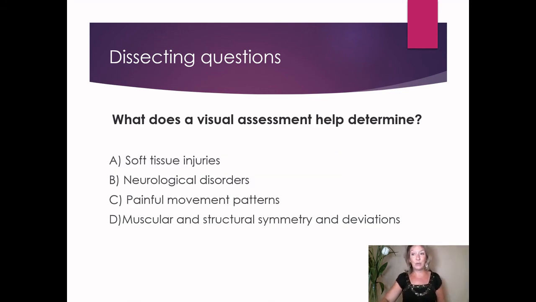All right, what does a visual assessment help to determine? What is the purpose of a visual assessment? A, determine soft tissue injuries. B, determine neurological disorders. C, determine painful movement patterns. D, determine muscular and structural symmetry and deviations. All right. What does a visual assessment help us with? See if we can eliminate 2 wrong answers.